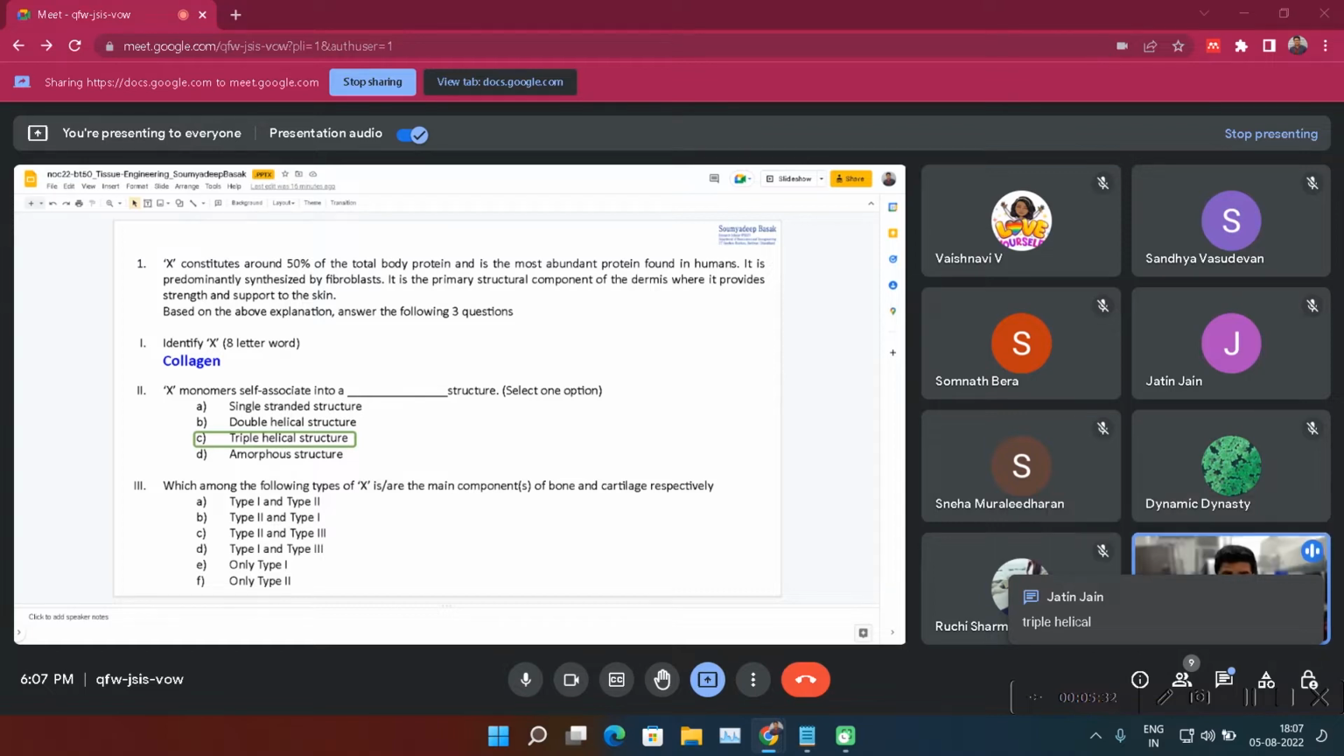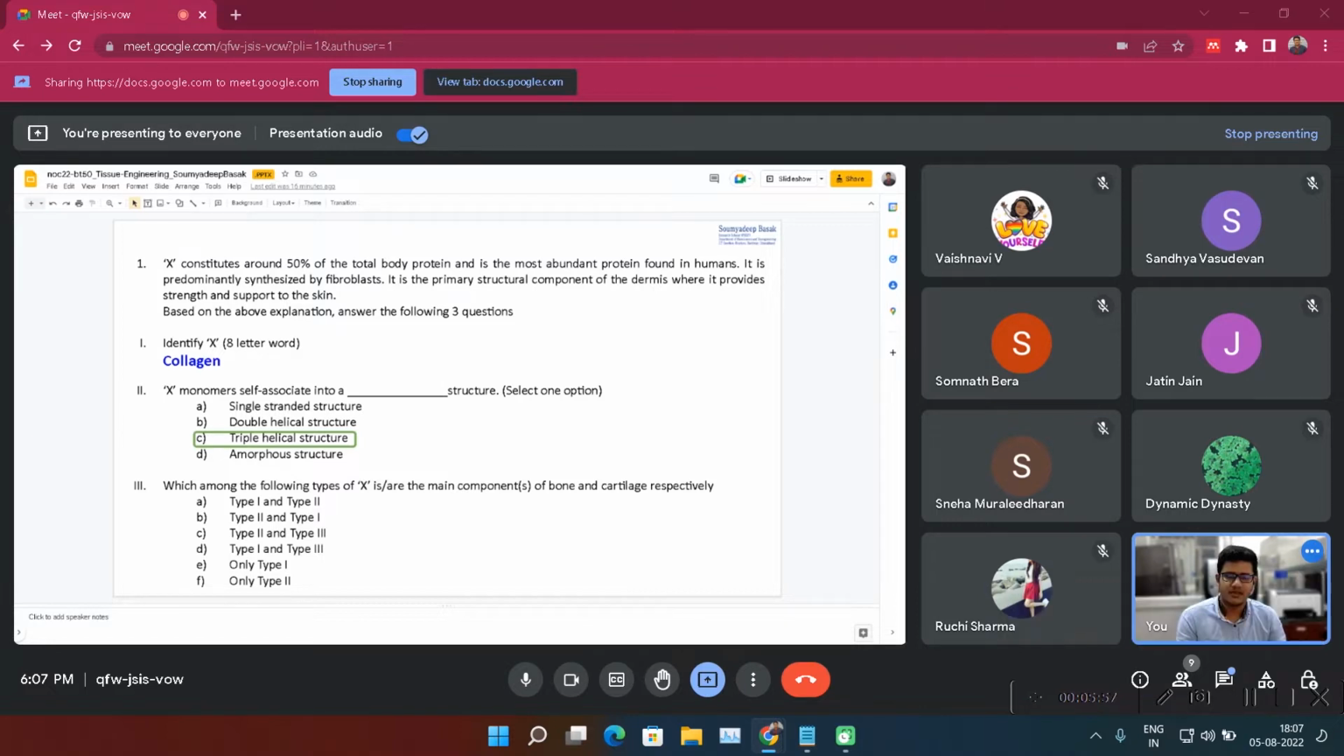So, how many monomers are there? What are the basic types of monomer in a type 1 collagen? For example, what is the number of collagen monomers that are present? 2 types. Yes, alpha 1 and alpha 2. Right. Type 1 and type 2 are types of collagen. The monomers are alpha 1 and alpha 2.